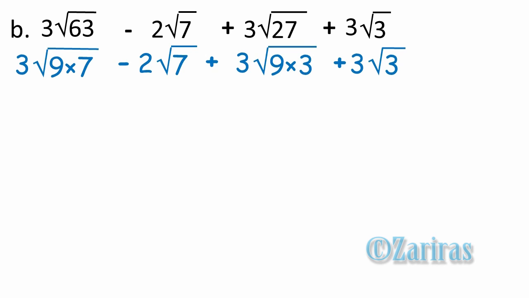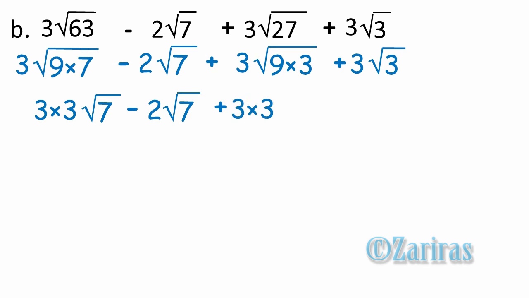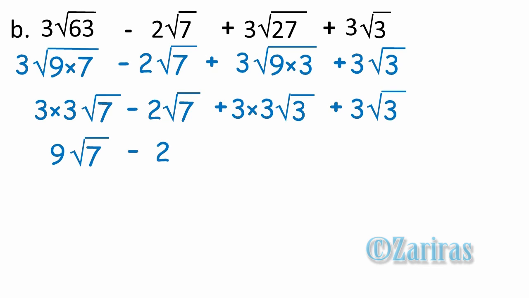So if we take the square root of 9, we get 3 into 3 root 7, minus 2 root 7, plus again 3 into 3 root 3, plus 3 root 3. So now we'll multiply those numbers. 3 into 3 is 9 root 7, minus 2 root 7, plus 3 into 3, 9 root 3, plus 3 root 3. Now let's find the sets which are the same.